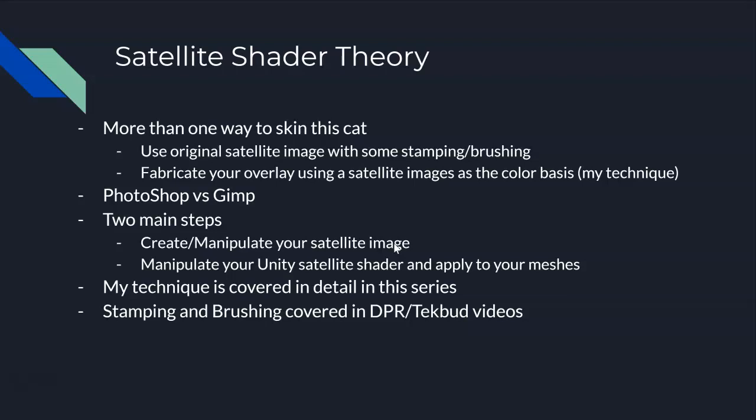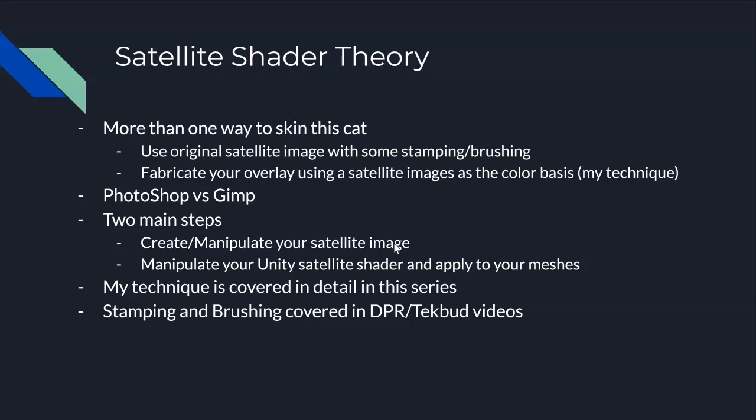One way to do this is to use your original satellite image, and you can do some stamping and brushing, and you can manipulate that image into a satellite overlay. And there are some videos that DPR did. There's a video that TechBud did that show you how to do that. If you have a nice, good-looking satellite overlay that can work really well, I find it's a little bit tedious. I like to work more methodically. I don't think it's any slower or faster based on what I do. It's just different. And a lot of people actually have really good luck with it.